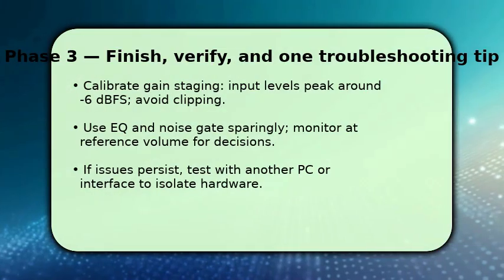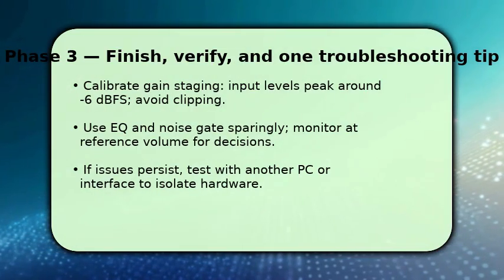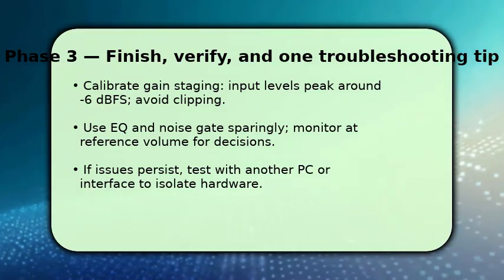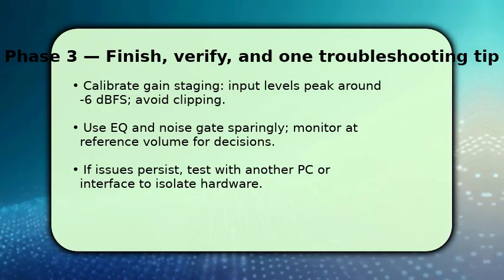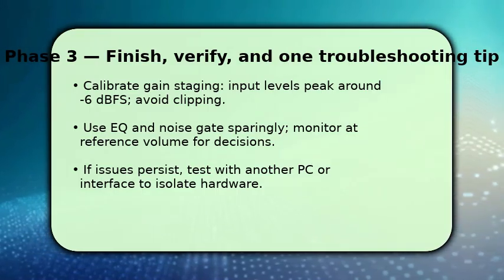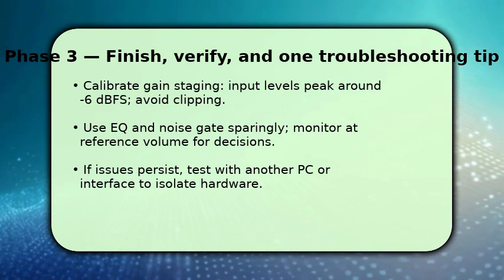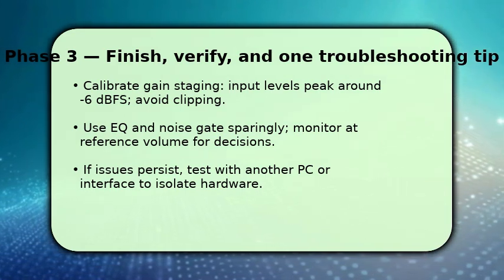You finish with gain staging, monitoring, and a decisive troubleshooting step. Set input gain so peaks sit near -6 dBFS. This prevents clipping and preserves headroom. Monitor through good headphones at a reference level, then apply corrective EQ or a gentle noise gate only when needed.